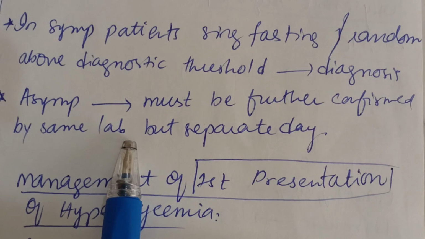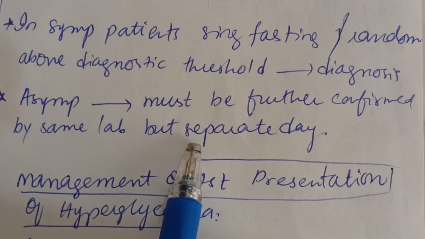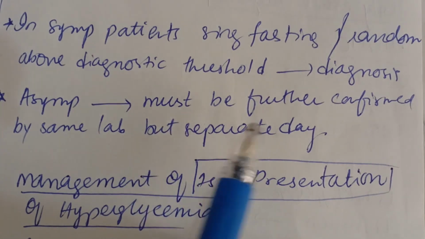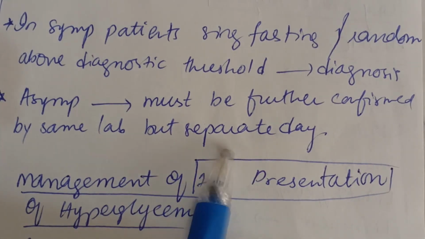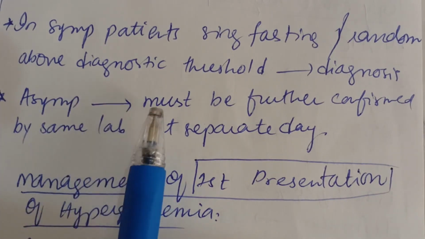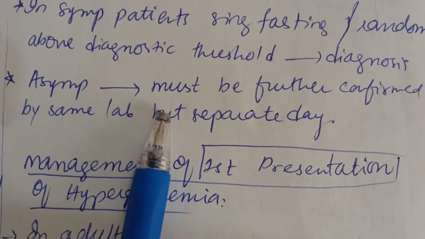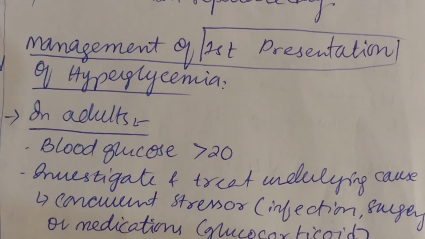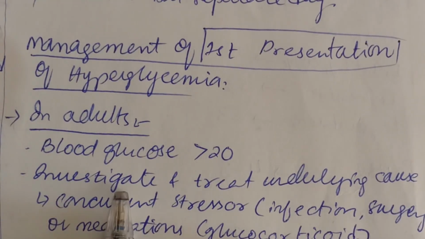For example, the patient has had a fasting blood sugar and he is asymptomatic, and the fasting blood sugar result is raised above the diagnostic threshold. So we are going to repeat the fasting blood sugar on a separate day. If both readings are above the diagnostic threshold, we are going to make the diagnosis of diabetes in asymptomatic patients.